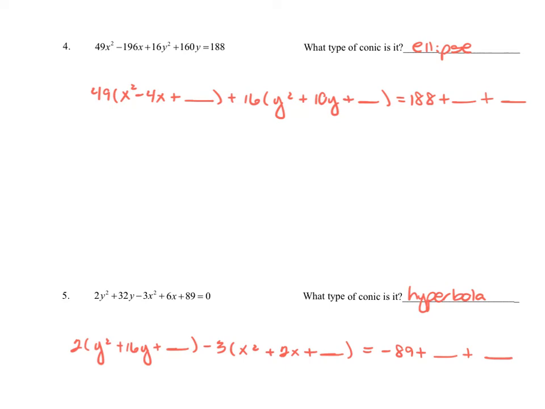On this page of notes, we're going to look at standard form of an ellipse and of a hyperbola. Later in the chapter, we'll look at writing the equations and graphing them. But for right now, let's first determine how did I know that this was going to be an ellipse.